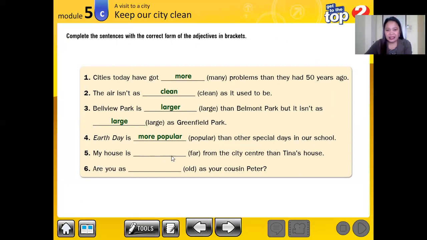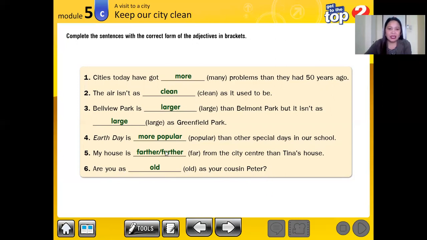My house is far from the city center. Is farther or further from the city center than... Again, we have "than" here, so we use the comparative form of adjective. Are you as... we have "as" adjective. Okay. Are you as old as your cousin Peter?